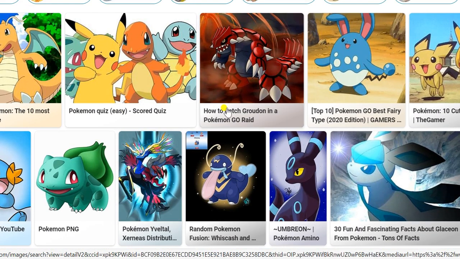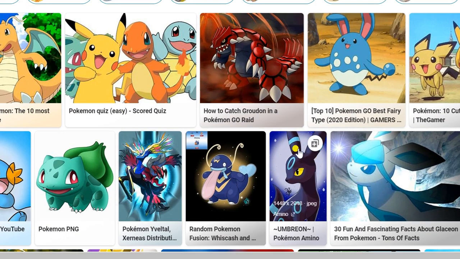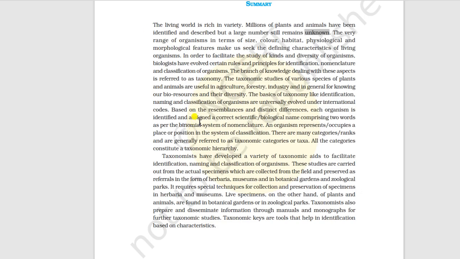See, this is Eevee's evolved version, right? So basically, it's that, right? We are trying to name them.